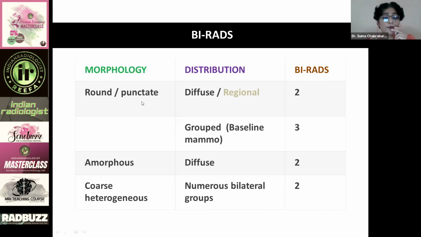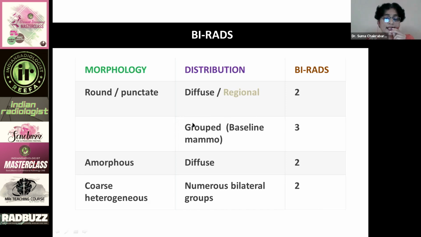So round and/or punctate morphology, with a diffuse distribution pattern, is always BIRADS 2. No need to biopsy, no need to worry. The same morphology, which is regional, also tends to be BIRADS 2, but I would say you should go on a case-to-case basis and just be 100% certain. It is not like diffuse, which is definitely benign. You have to keep an eye on this regional, but it is more likely to be benign than malignant.